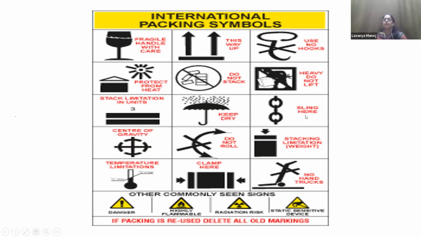And sling here means you should always use the product's middle way. Sling here means you have to use chains to tie the product and lift it, not anywhere else. Then center of gravity, again the washing machine, shouldn't be tilted at all. And do not roll, don't roll the product. And stacking limitation weight, that is, the weight will be provided.